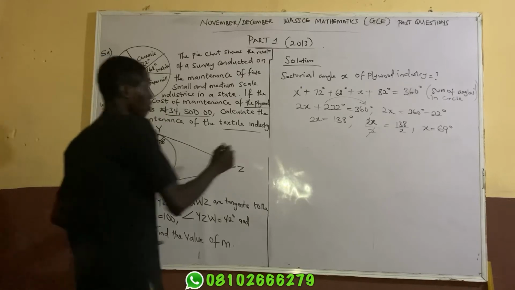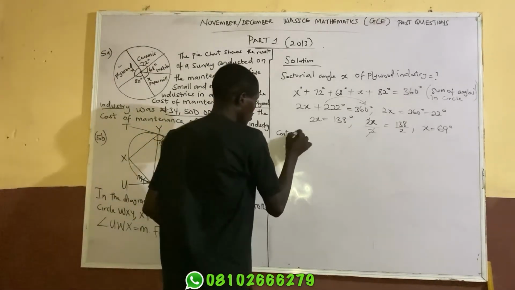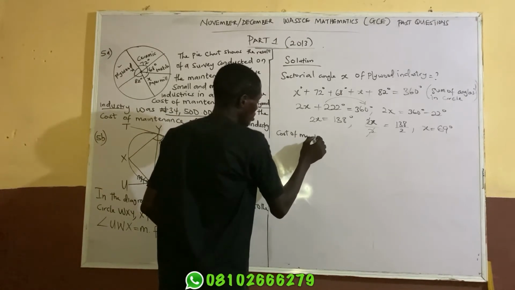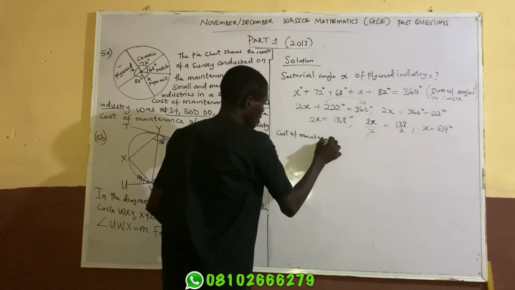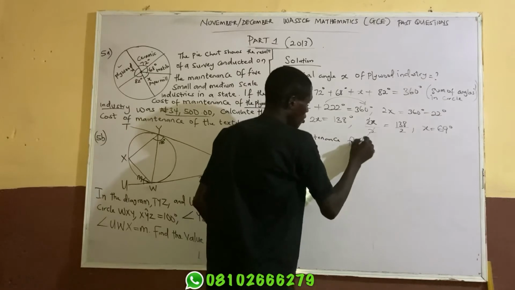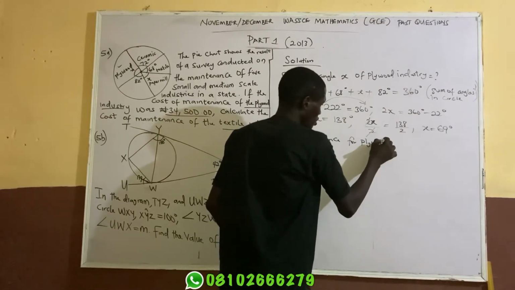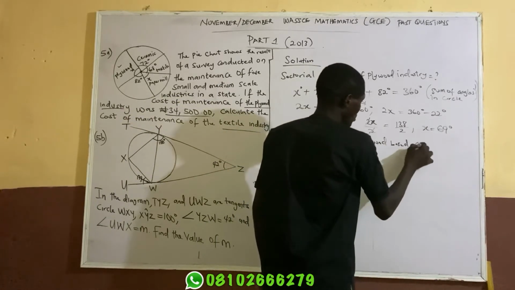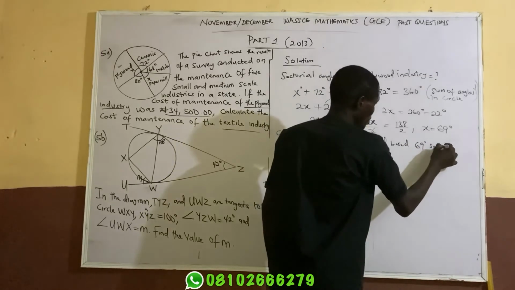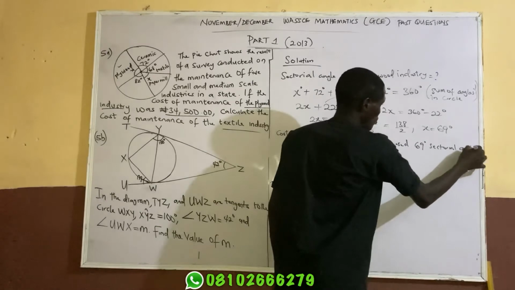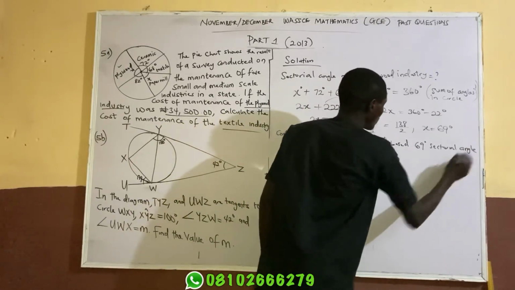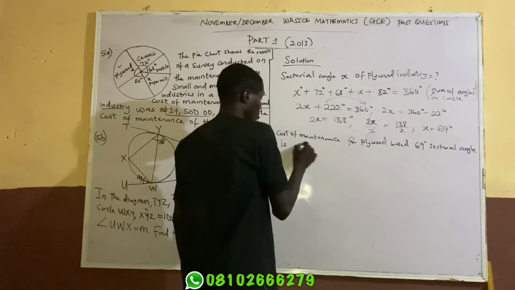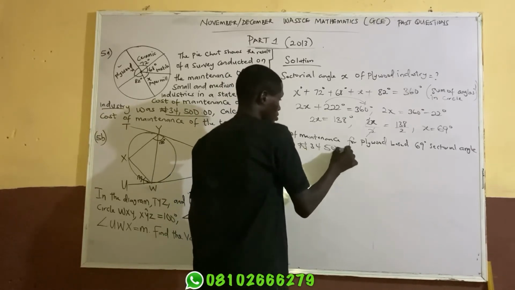And then it said that the cost of maintenance, look at this, the cost of maintenance allocated for the plywood industry based on that sectorial angle, based on the 69 degree sectorial angle is 34,500.